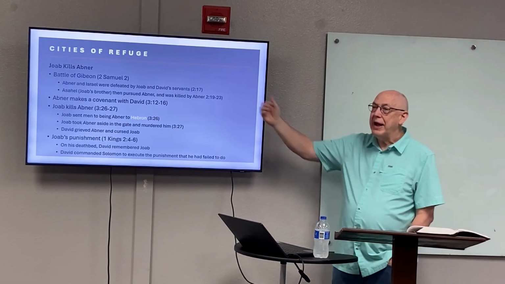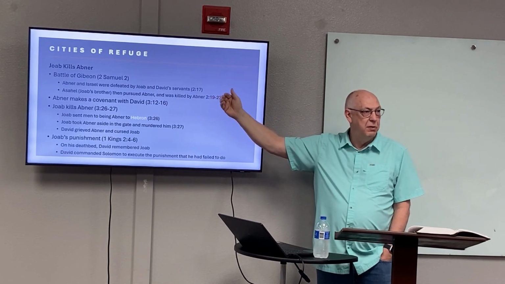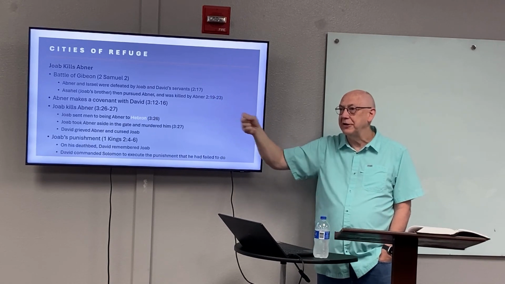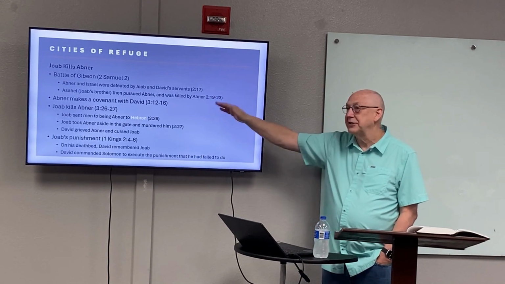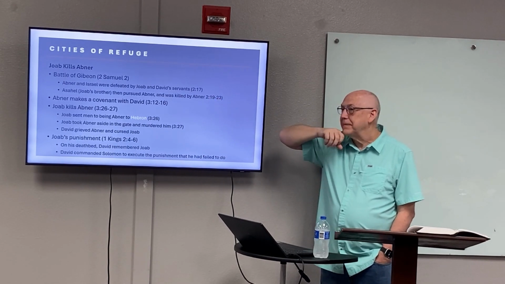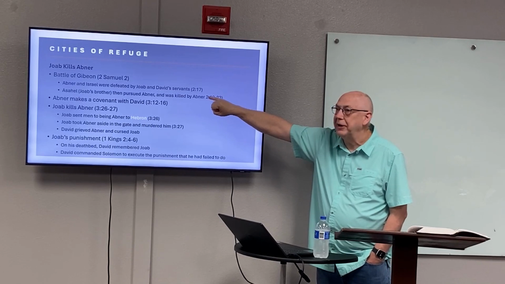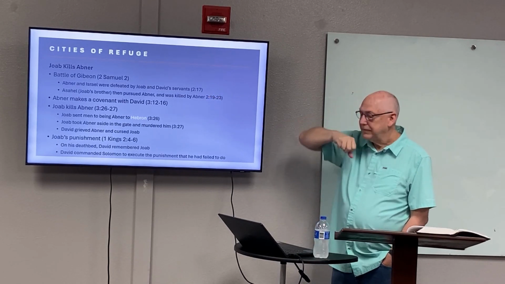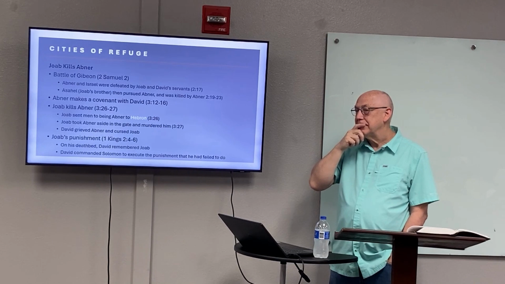But Joab at least considers himself to now have a blood vengeance on it. I'm seeing that Abner makes a covenant with David. This is later. Well, 3:12 comes before 3:26, unless you're saying they wrote it backwards. Yeah, but you're saying, does Joab have the right to kill Abner? And there's some kind of deal with David in between there.